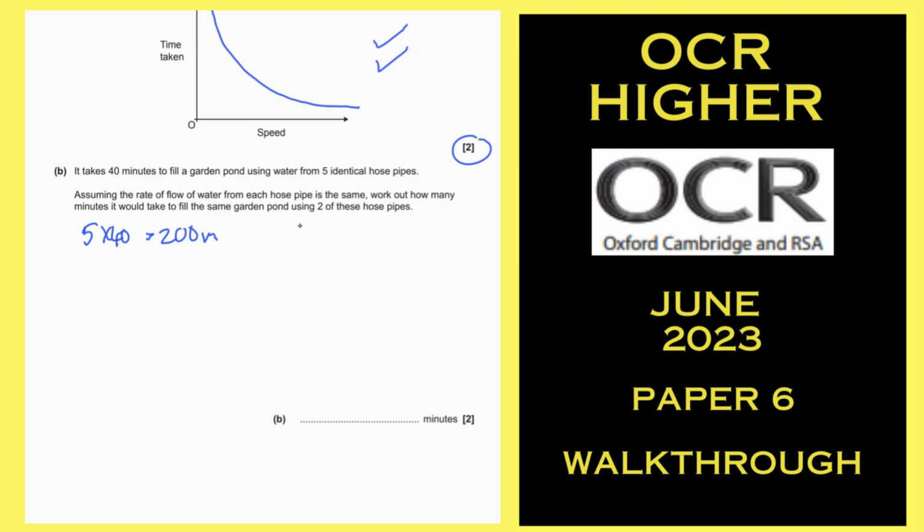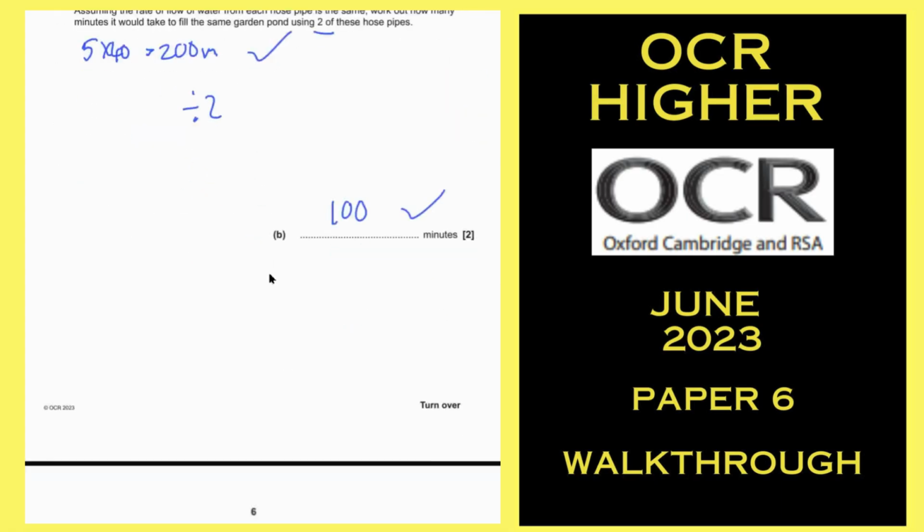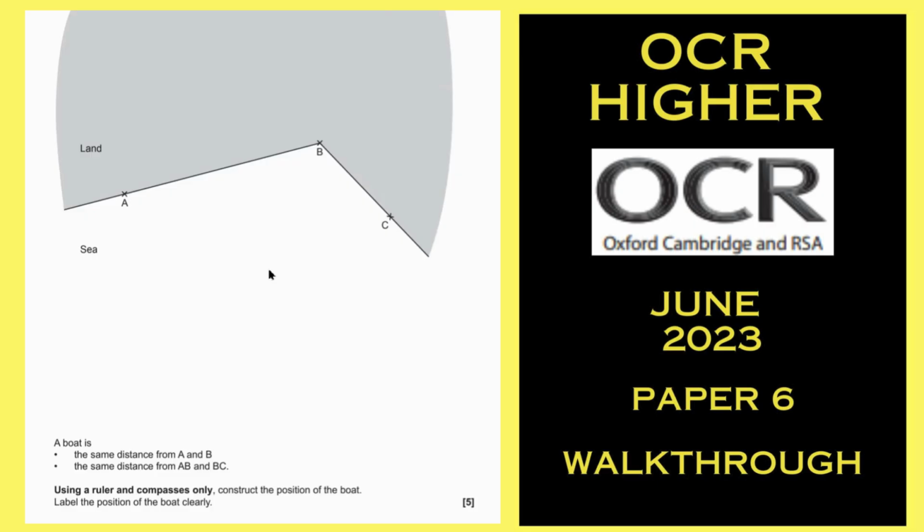Assuming the rate of flow from each hose pipe is the same, work out how many minutes for 2 pipes. We divide our answer by 2, and it's a really nice, easy 100 minutes. Nothing trying to catch you out there. 1 mark for 200, 1 mark for 100, and just move on.